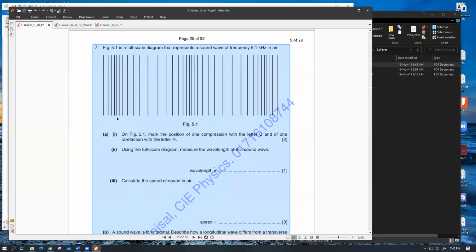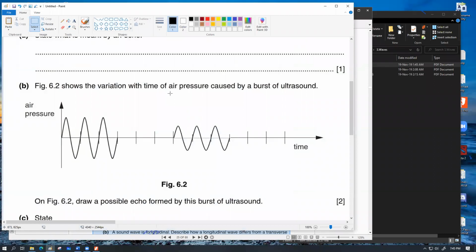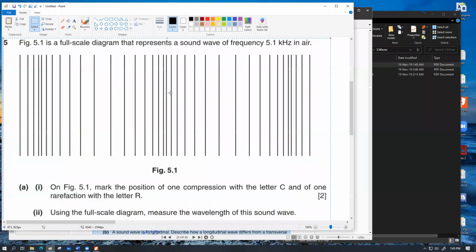So compression লিখবা হচ্ছে ক্লোজেস্ট দুটো লাইনের মাঝখানে। You should write the C over here or you can write exactly over here. I like it here. এই হচ্ছে C, আর এই হচ্ছে R.